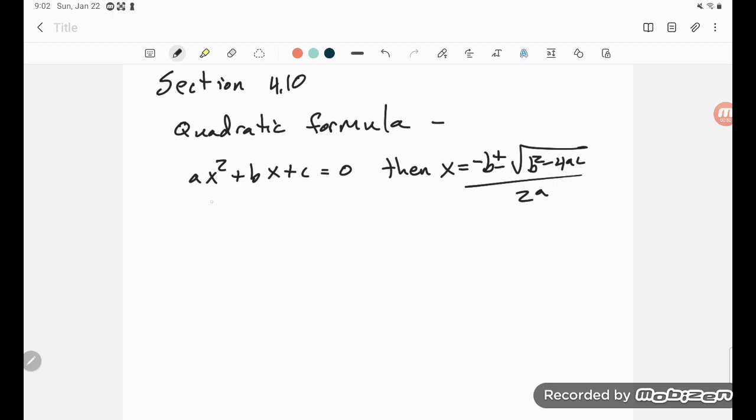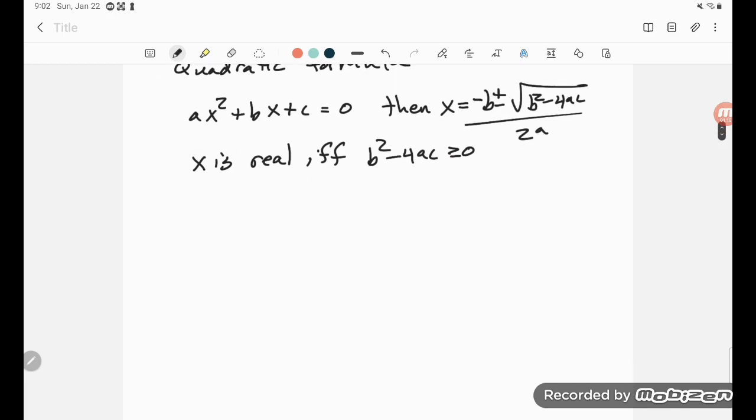And then x is real numbers if and only if our discriminant b squared minus 4ac is greater than or equal to 0. Okay, so we have that.